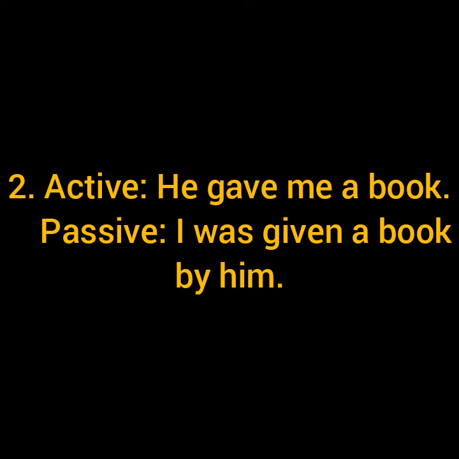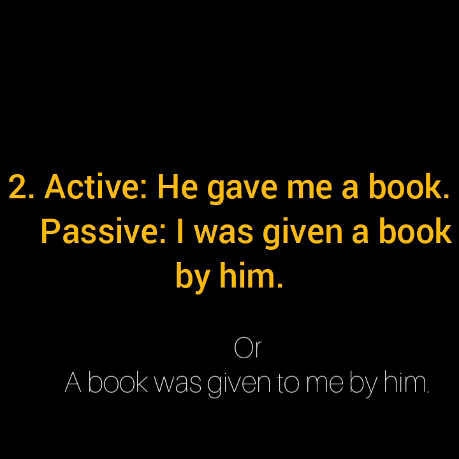When we change me into subject, it will become I. I should be used with was, and the third form of gave is given. Take down a book and then by, and he will change into him. I was given a book by him. Or you can also change like this, and you can begin with a book. A book was given to me by him.